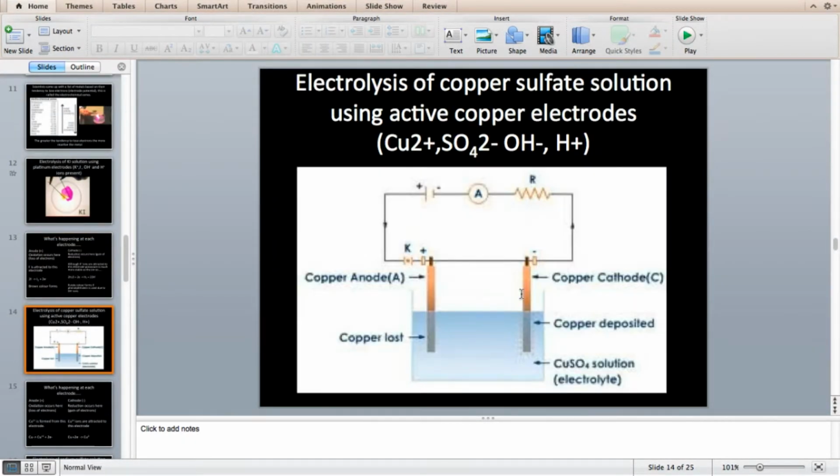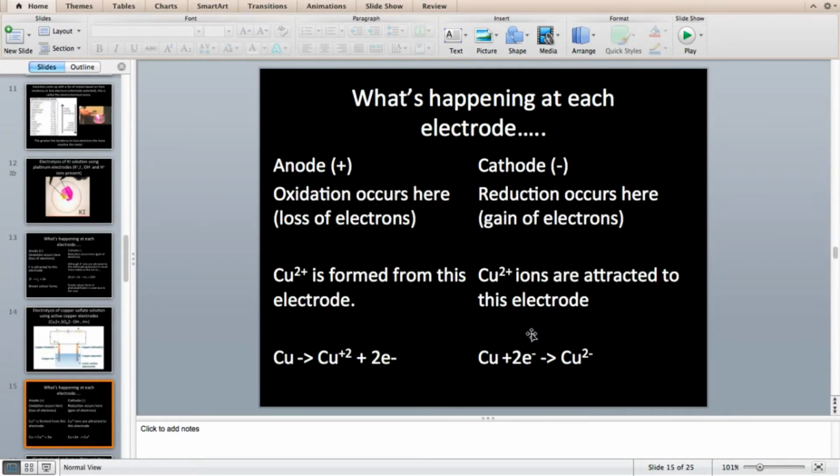Now, electrolysis of copper sulfate solution, our second mandatory practical here. Now, this involves active electrodes that are actively involved in the process. So we've got copper ions present here, we've got sulfate ions present here, we've got OH minus ions and H plus ions here, and we also have our copper electrodes here. So, girls, the half reactions for this is that you're losing copper at your anode and you're gaining copper at your cathode.